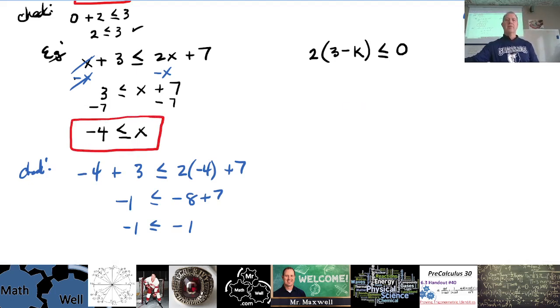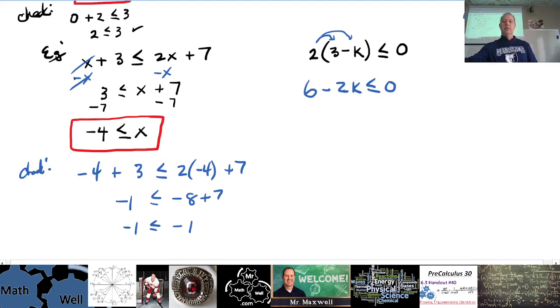Well, the last one, we have some distribution to do. So don't forget what we did with the equations. We have to multiply this in. So one little extra step. This is going to be 6. 2 times 3 is 6. Minus 2k is less than or equal to 0. Okay.